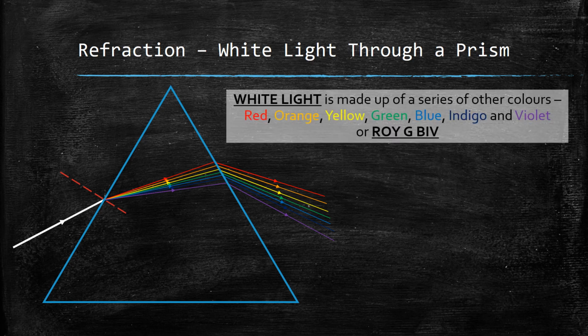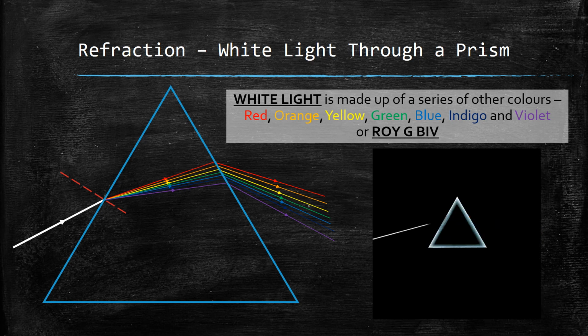White light is made up of a series of other colors: red, orange, yellow, green, blue, indigo, and violet, or Roy G. Biv as it's often remembered. We can see from the animation here white light entering the prism and then being split into the component colors.